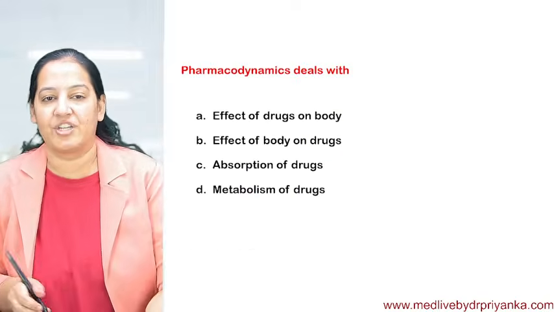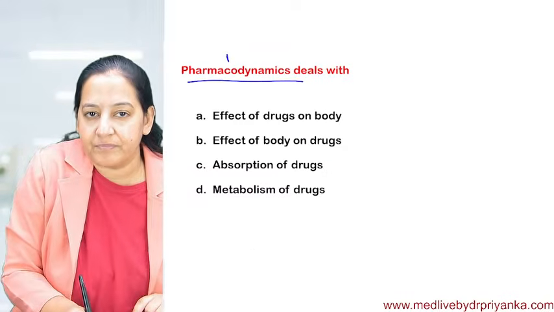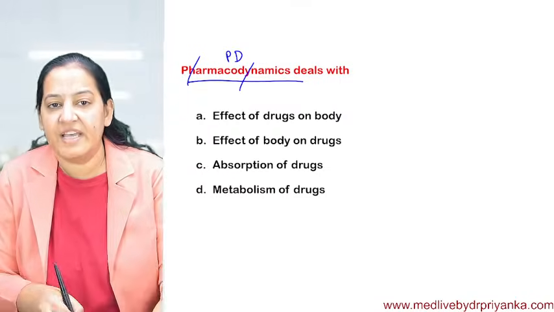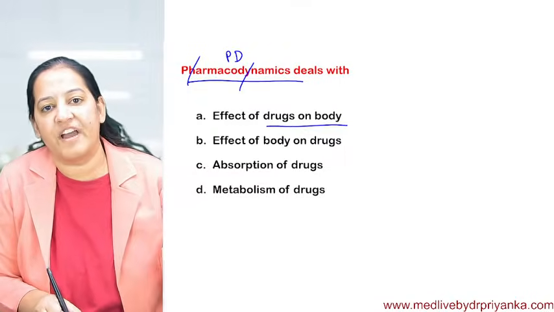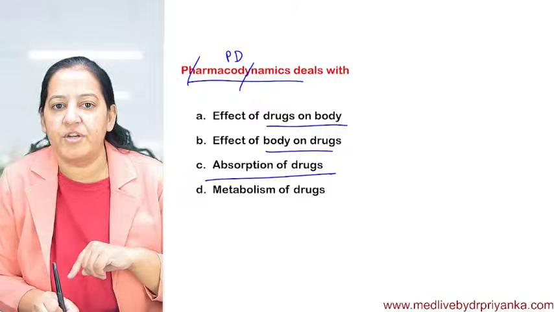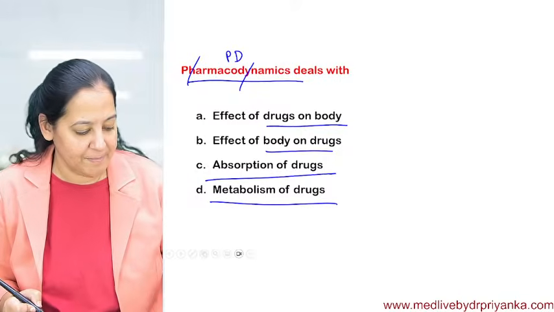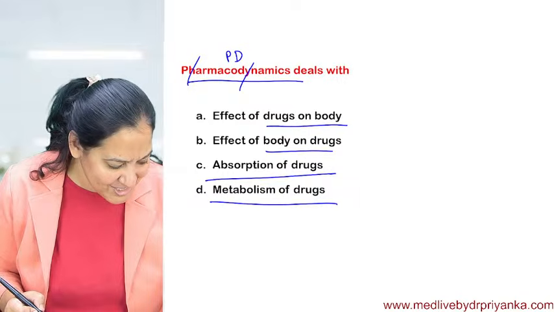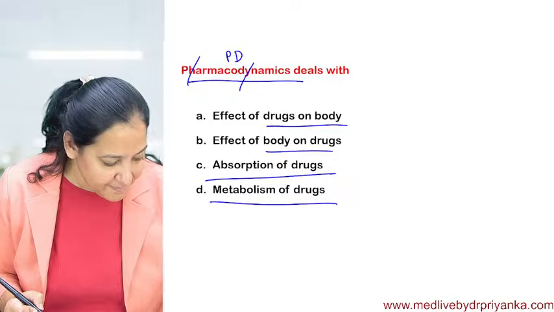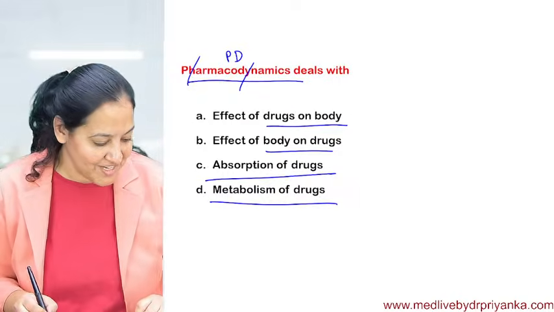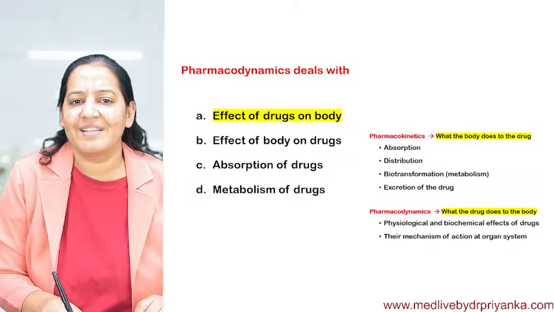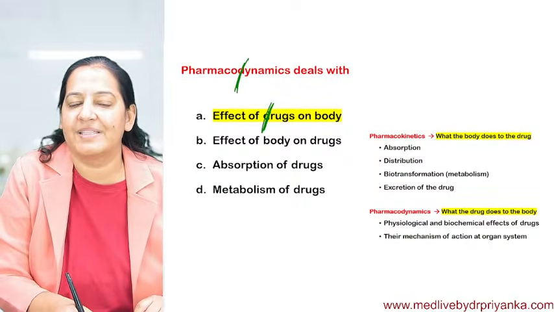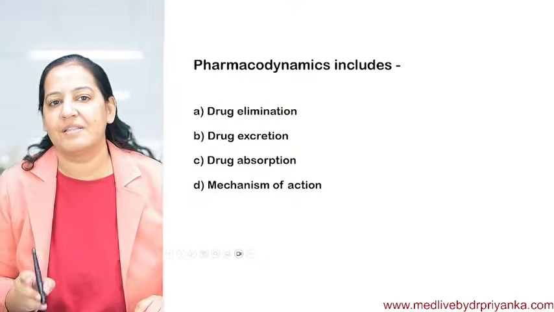The first question is in front of you. Pharmacodynamics deals with what? Is it the effect of drug on body, or effect of body on drug, or absorption of drug, or metabolism of drug? What is the correct answer? Absolutely right. Most of you are correct. The first to answer is Amsing. Congratulations, Amsing, and everyone is correct. The correct answer is the effect of drug on body. Pharmacodynamics: D for dynamics, D for drug. This is how you have to learn it.